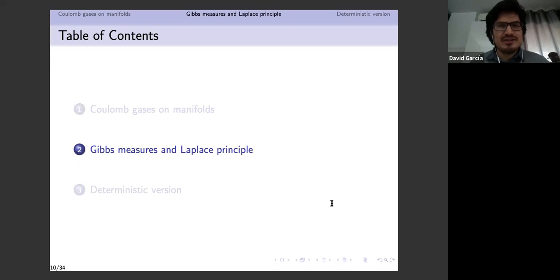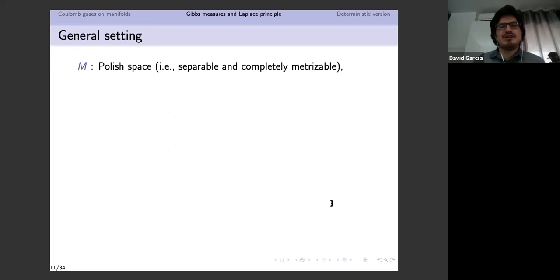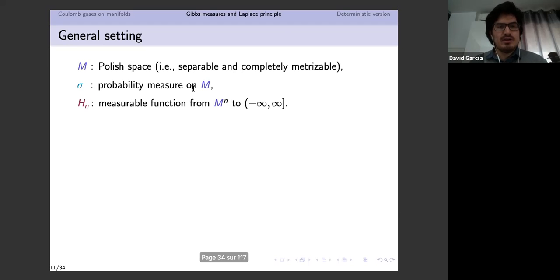So let me generalize this a bit. Now I can describe the general setting given the motivations I have just described. We take now any Polish space, so it doesn't need to be compact. A Polish space is by definition a separable and completely metrizable topological space. We choose any probability measure on M, and now instead of the sum of G, the sum of the interactions, we will choose directly one function Hn for each n, which is a measurable function from M to the n-th power to this interval.